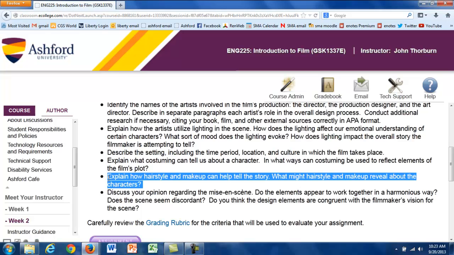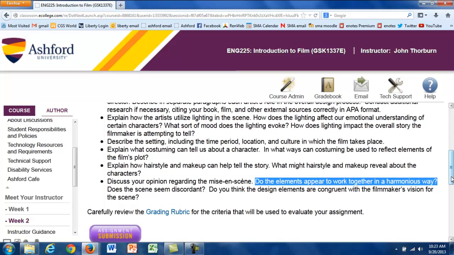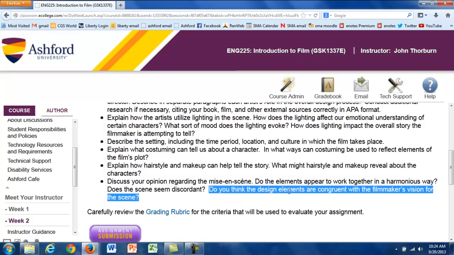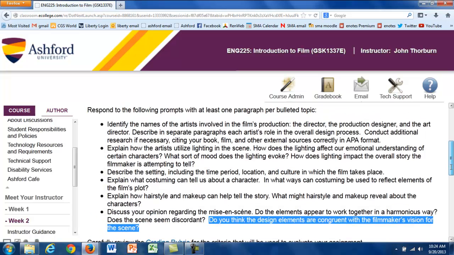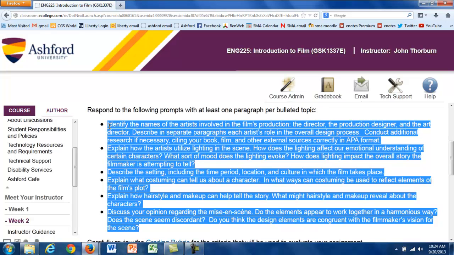You also need to devote at least one paragraph to costume. You need to devote at least one paragraph to hairstyle and makeup. You need to devote at least one paragraph to your opinion regarding what it is that you're seeing on screen. Are these elements working together in a harmonious way? Or does the scene seem discordant? Is it sort of out of joint? Do you think the design elements are congruent with the filmmaker's vision for the scene? For each one of these bullet points, you need to have at least one paragraph.